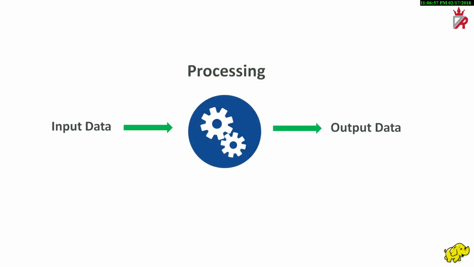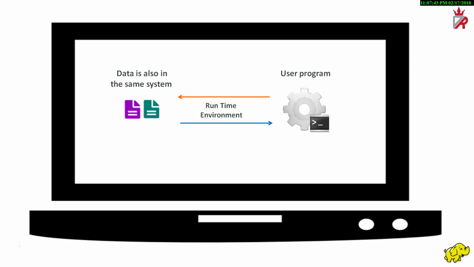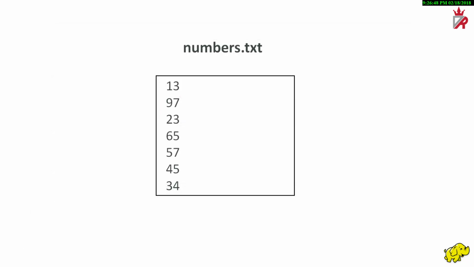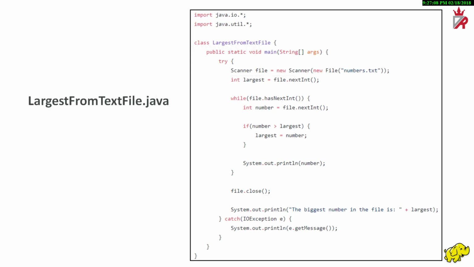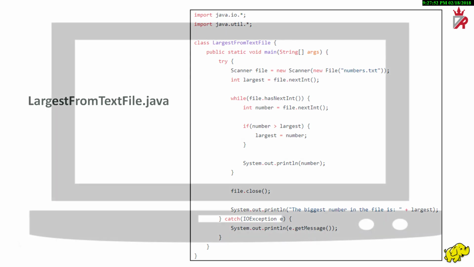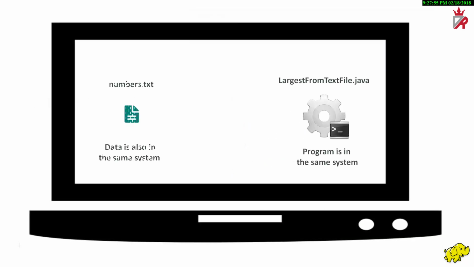The second aspect of handling big data is being able to process the stored data efficiently. We know how to design or develop programs for a single system to run. The user program, its runtime environment, and the data which has to be processed by the user program are residing on the same system. Let us see an example to understand this better. A programmer has a small text file numbers.txt on his computer. He wants to process this file to find out the largest number in the text file. So, he developed a Java program, largest from textfile.java, to accomplish this task. In this case, the data file numbers.txt and the program largest from textfile.java are located in the same computer.